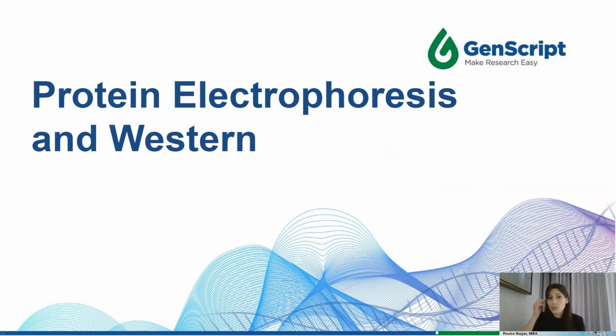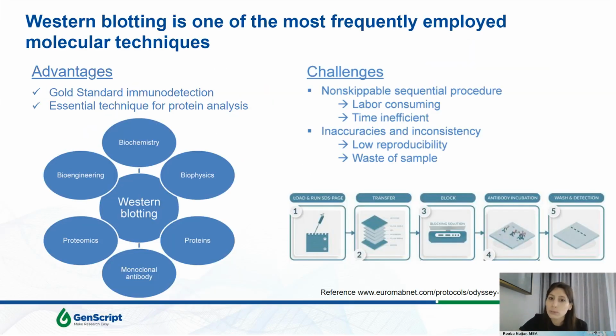With that, I'm going to switch gears now. I'm going to be talking about our protein electrophoresis and Western solutions. Of course, Western blotting is a very, very commonly used technique, and it has wonderful advantages. There's a reason why it's been commonly used. It's the gold standard for immunodetection, and it is definitely an essential step for various applications, such as bioengineering, proteomics, immunodetection, and different kinds of protein applications.